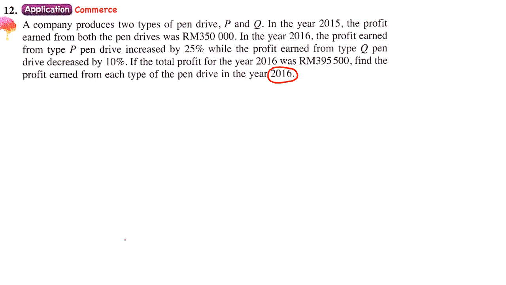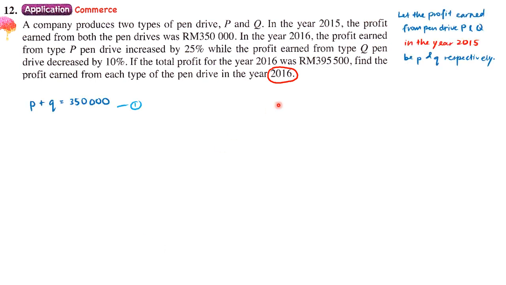Okay, so first let us define our terms. Let the profit earned from the pen drive P and Q, because I know I want profit to be P and Q, respectively. But our problem is we have 2 years. We got 2015 and 2016. So state which year it is that you are trying to mention. Okay, so P plus Q equals 350000. Because we know that the profit earned in 2015 from pen drive P, which is small letter p, and Q, small letter q, both added together is 350000.